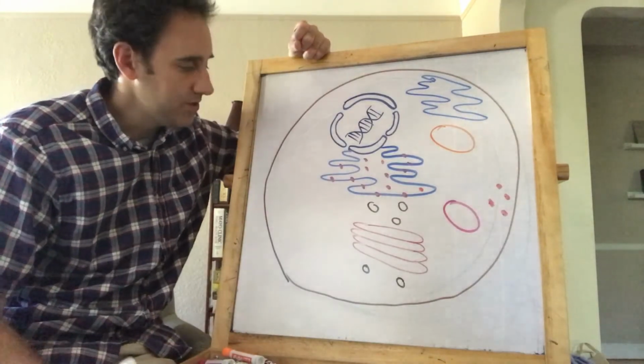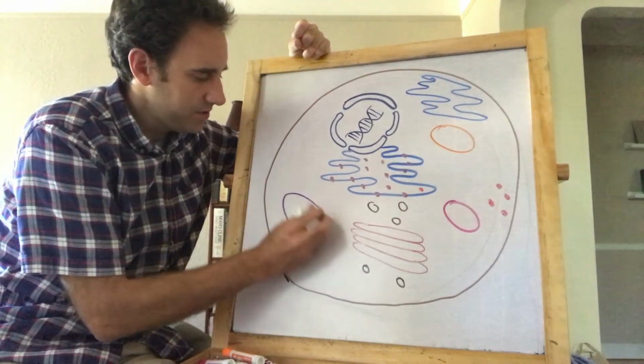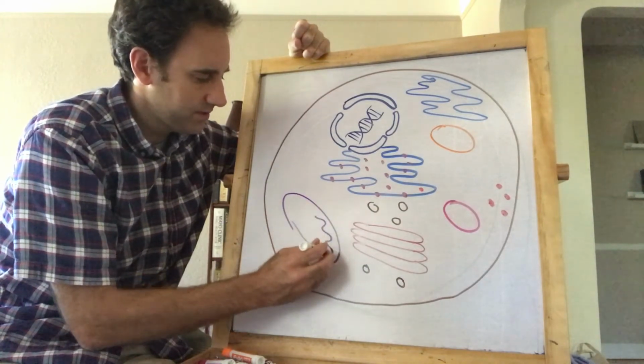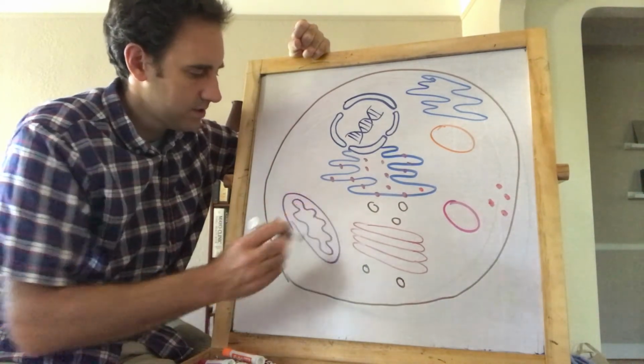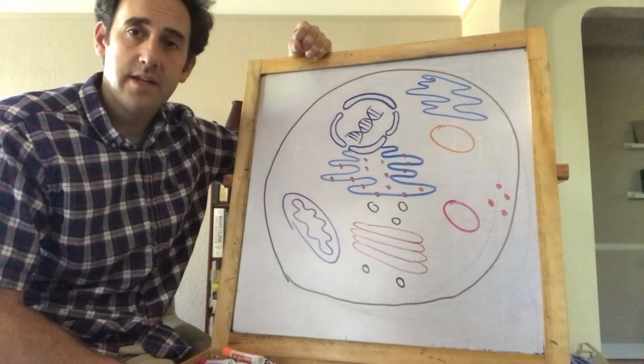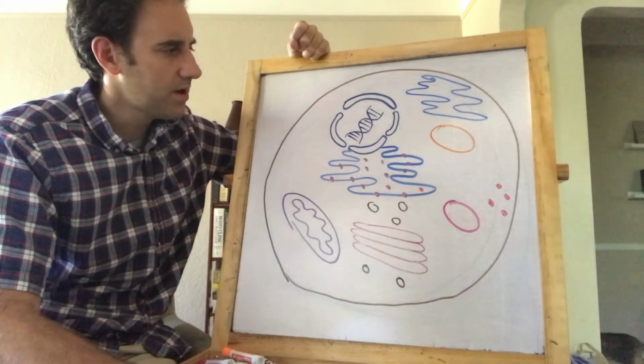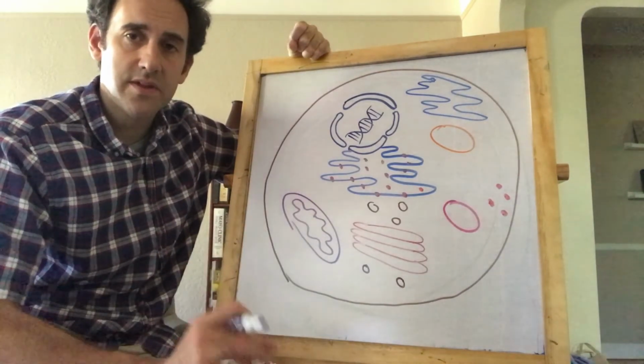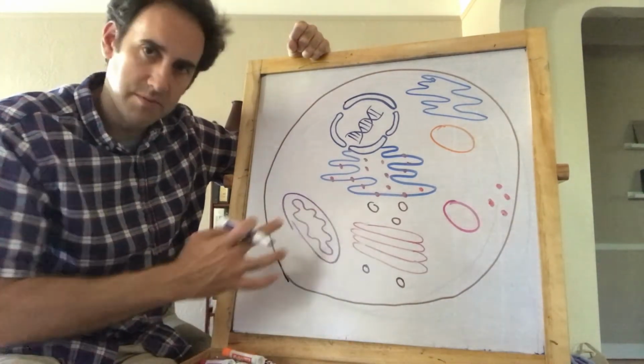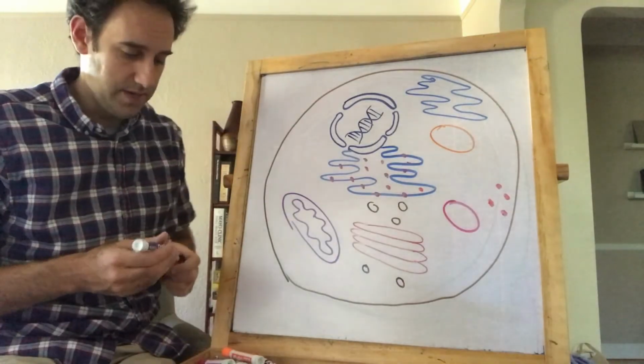Next we have the mitochondria. And the mitochondria kind of has this sort of shape to it. And the mitochondria is a pretty important structure, and we're going to be looking at it in a lot of detail later. So I think it's worth taking a moment to dive in a little bit more and look at how that works. So let's do that.